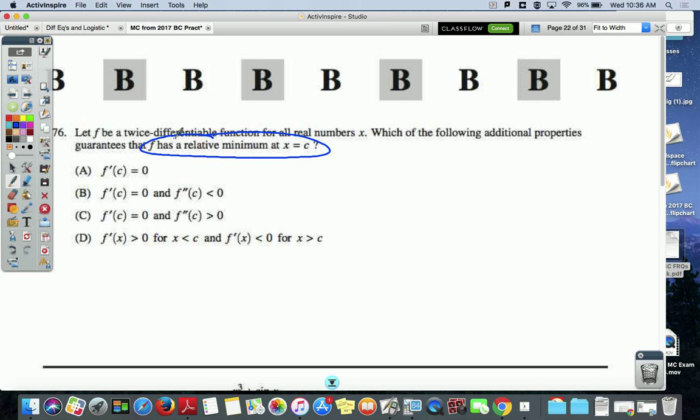So part A, it says f prime of c equals 0. This is an indicator that we have a critical point. But it's only a critical point. Now, that's a potential for a maximum or minimum, but it doesn't by itself prove that there's a minimum.